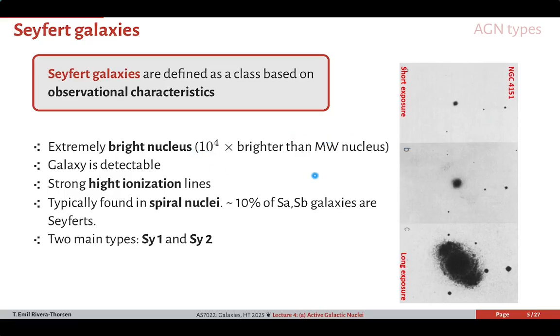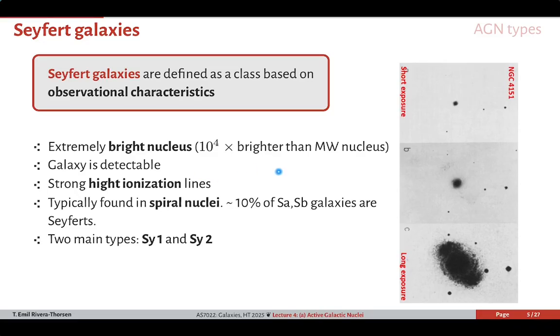First off, they have an extremely bright nucleus. A nucleus can be up to 10^4 times brighter than the Milky Way nucleus. How bright they are varies by a lot, but 10^4 is a quite nice average of how much brighter they are than the Milky Way nucleus. Another important thing for Seyfert galaxies is that you can actually see the galaxy. This is not true for all AGN types, but it is true for Seyfert galaxies.